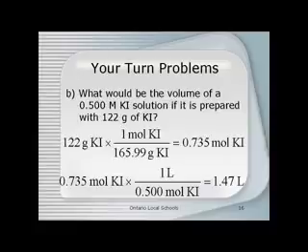Once we have the number of moles, we can then multiply by the molarity, flipped upside down so that volume is on top, because that's the unit we want to go to. So we have 0.735 moles of potassium iodide times 1 liter over 0.5 moles of potassium iodide. This gives us a volume of 1.47 liters. So in order to prepare 0.5 mole per liter solution of KI, when we have 122 grams of KI available, we would dissolve it in enough water to bring the total volume of the solution to 1.47 liters. How'd you do?